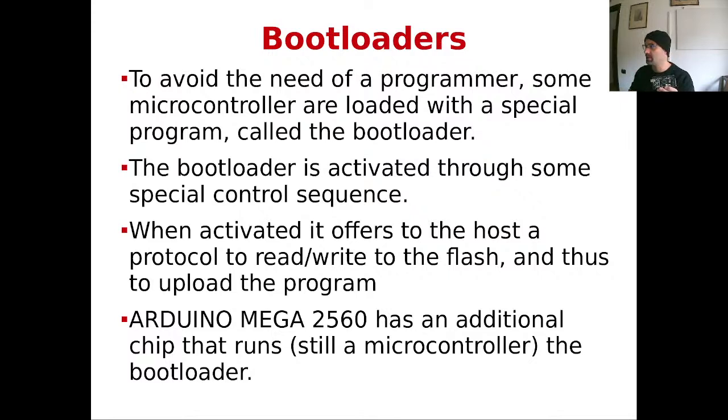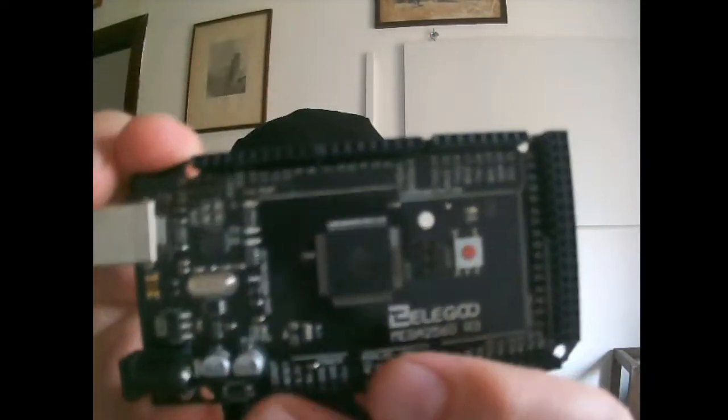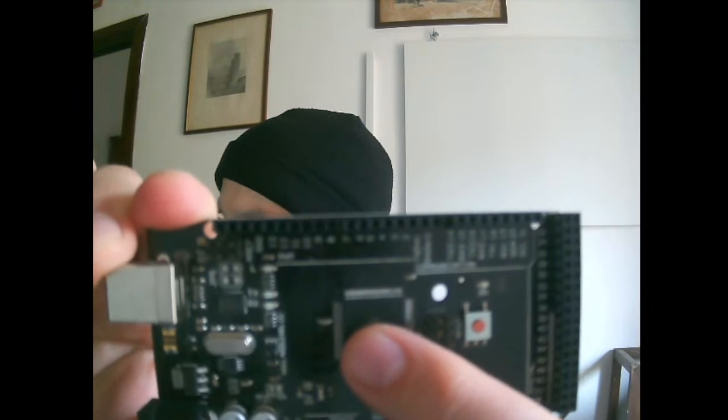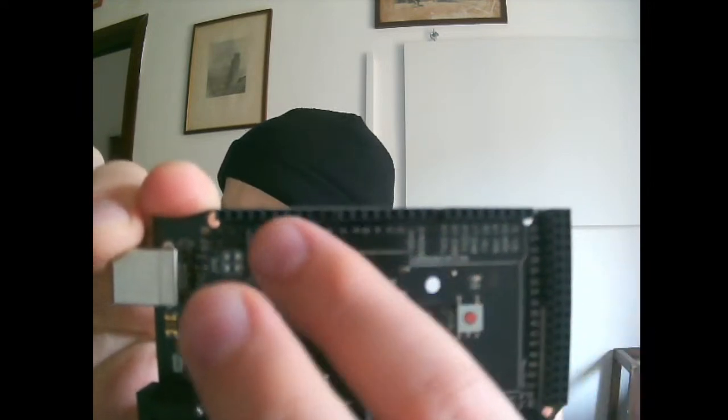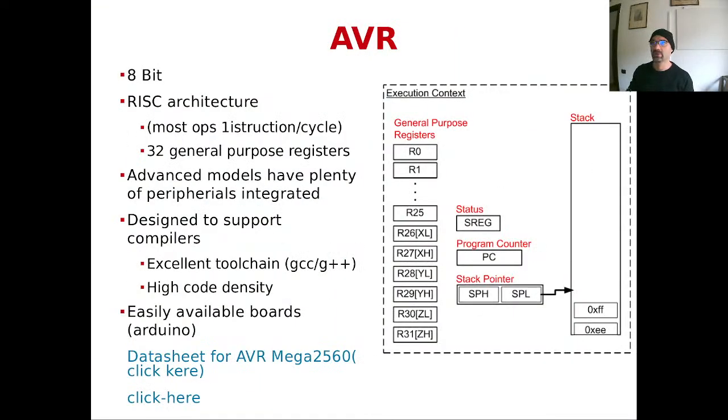So like here, I think I'll try to show you where is the microcontroller. This is the main microcontroller, and this here is the small microcontroller where the bootloader is running. All right. Now, luckily, we don't have to care about microcontrollers.